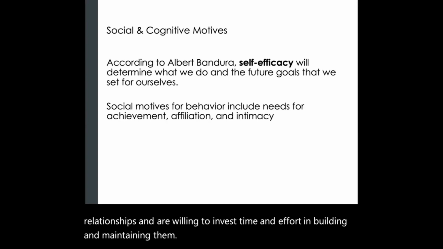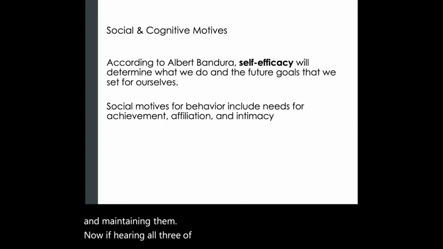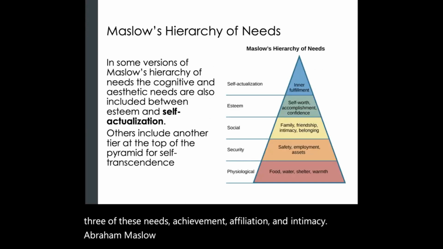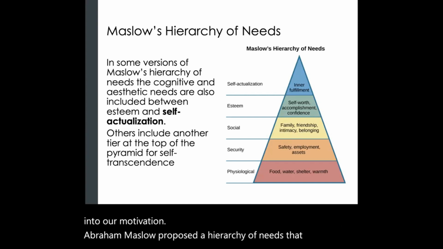Now, if hearing all 3 of these, you're thinking, wow, that sounds like me, this is because it is human nature to strive for all 3 of these needs: achievement, affiliation, and intimacy. Abraham Maslow gives additional insight into our motivation. Abraham Maslow proposed a hierarchy of needs that cover a wide range of human motives.